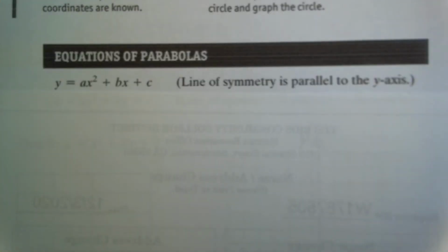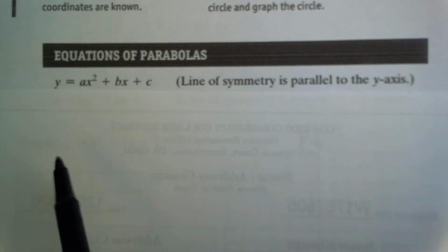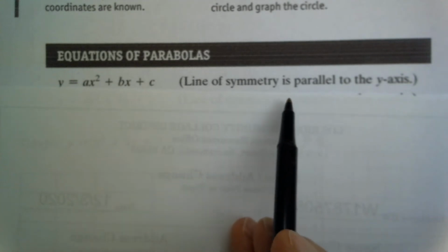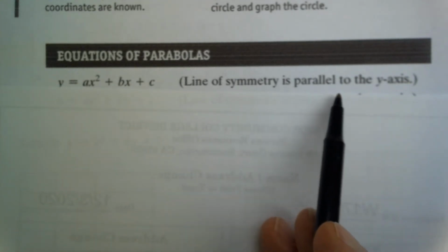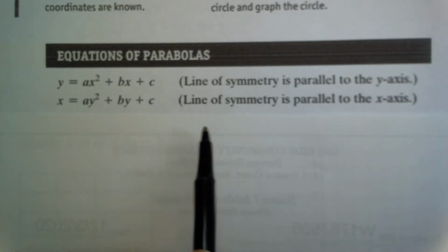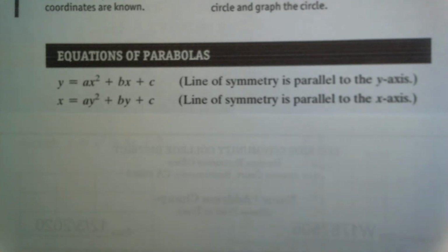Here are two equations of parabolas. The first one is y equals ax squared plus bx plus c. So here the line of symmetry is parallel to the y-axis. In this form, x equals ay squared plus by plus c, the line of symmetry is parallel to the x-axis.